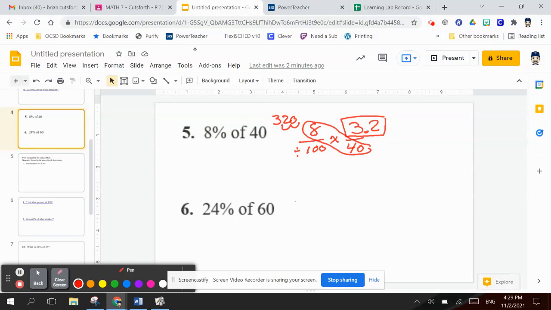24% of 60. 24 over 100. 60 is my total. So when I multiply 24 times 60, I get 1,440. I then divide that by 100 and move my decimal 2 places back to the left, and I get 14.4.